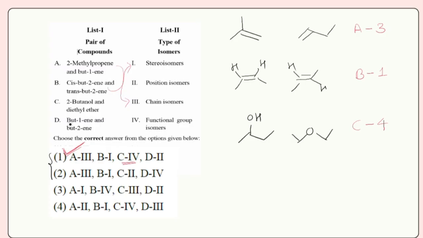Let's verify the fourth. That is D. But-1-ene and but-2-ene. So they have the same molecular formula. The number of carbons in the principal chain is also the same, but the position of the functional group is different. Therefore, what is left over here? D is positional isomers. The reason being the position of the functional group is different.